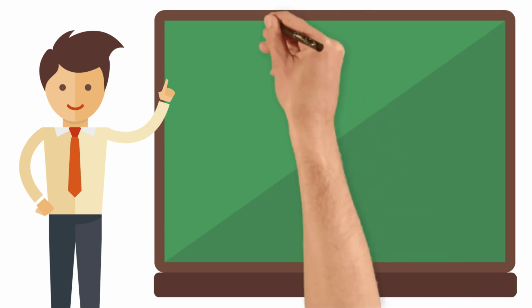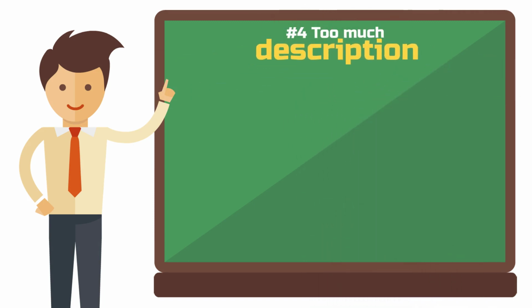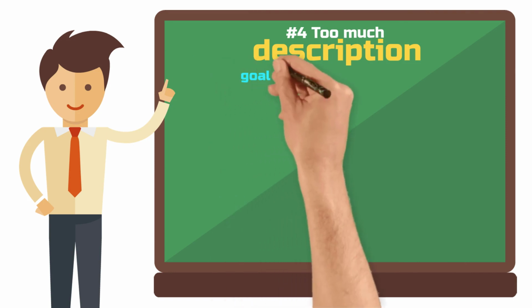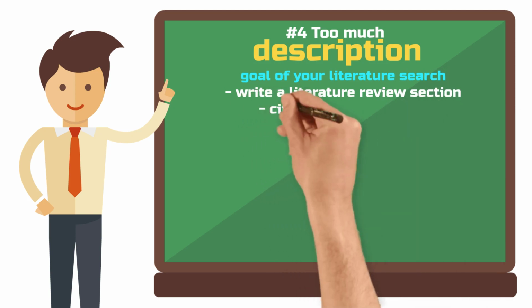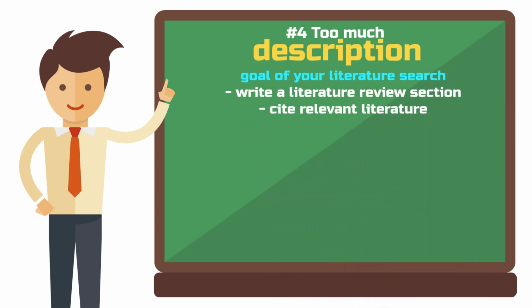Mistake number 4, too much description. This mistake deals with the goal of your literature search. You want to write a literature review section on your topic and diligently cite relevant literature. Well, this goal isn't necessarily wrong, but you write a truly excellent literature review section when you change your goal.